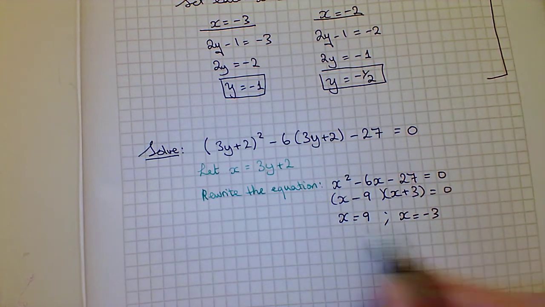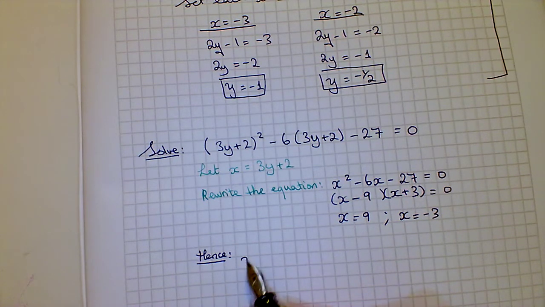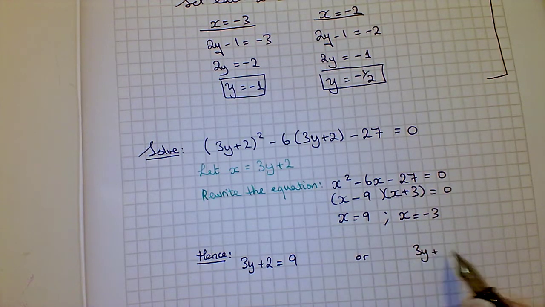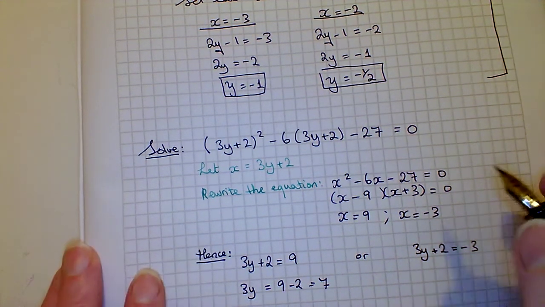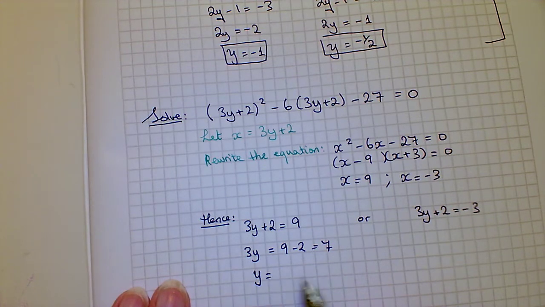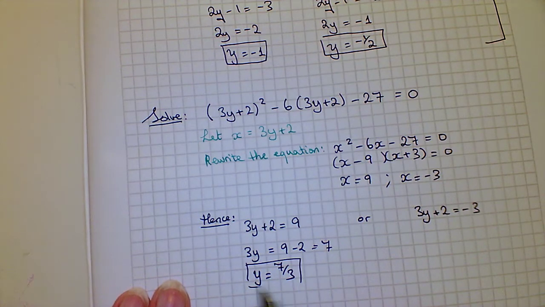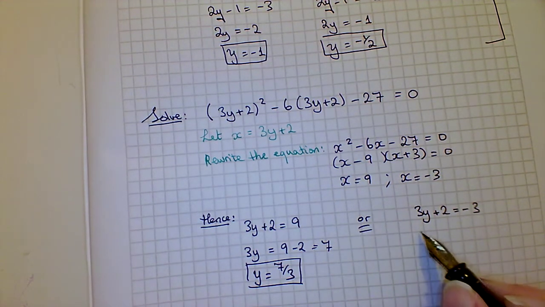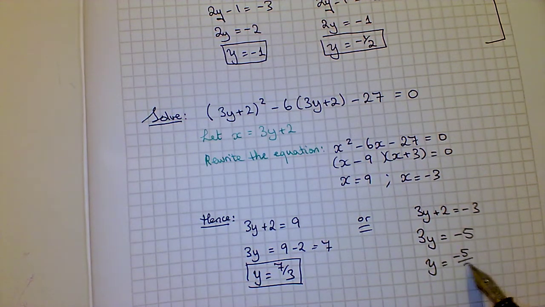And then we use both of those answers, so hence either 3y plus 2 is equal to 9 or 3y plus 2 is equal to minus 3. So when 3y plus 2 is equal to 9, 3y is equal to 9 minus 2, which is 7, and y is equal to 7 over 3. And it's fine if we get a fraction answer. We'll often get very messy answers for the second part here. Or 3y is equal to minus 5 and y is equal to minus 5 over 3.